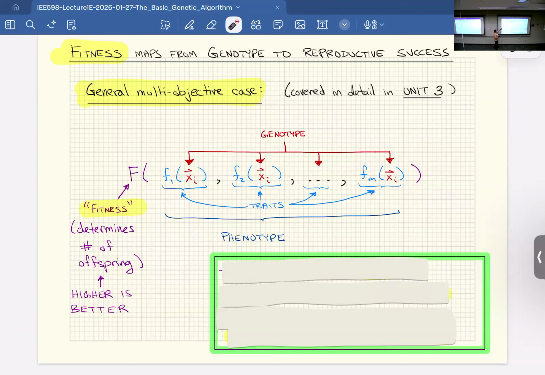So it determines the number of offspring that we are going to have. In biology, it describes the number of offspring. In engineering, it determines the number of offspring. And higher is better. So there are certain, question.